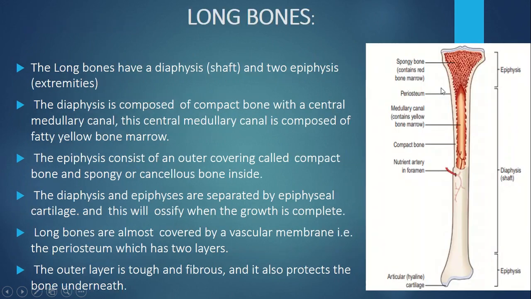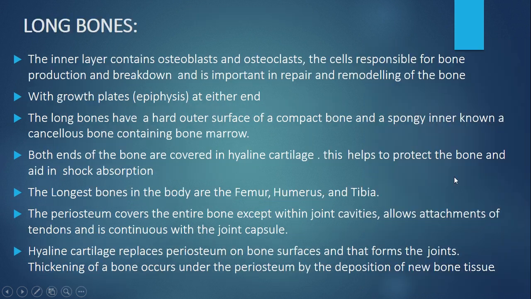So the outer layer of the periosteum consists of this vascular membrane, and the inner layer consists of the bone cells, the osteoblasts, the cells responsible for bone production, and osteoclasts are responsible for bone breakdown. This is important for repair and remodeling, since when we get a fracture or a hit, the bone has to repair itself and remodel itself. That happens through the osteoblasts and osteoclasts.